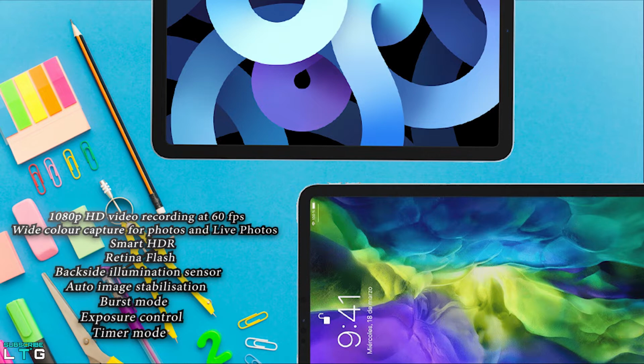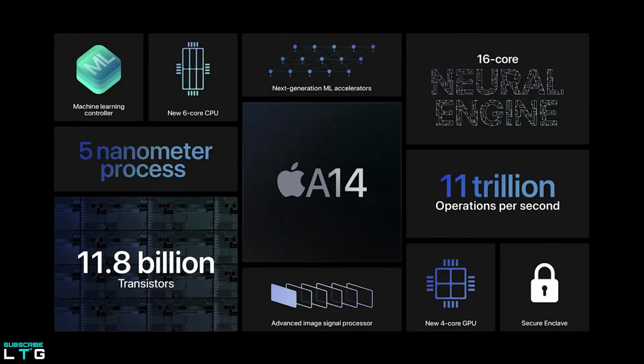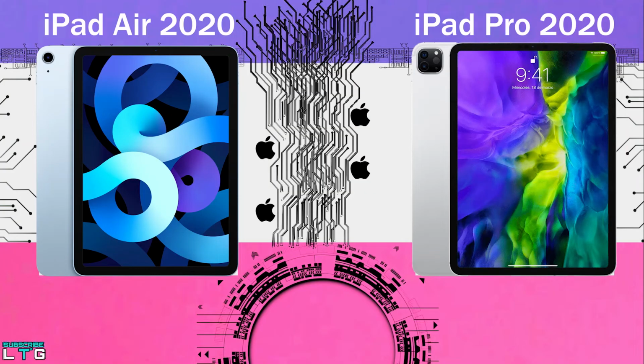It has a smart HDR, retina flash, backside illumination sensor, auto image stabilization, burst mode, exposure control and also timer mode. So now it's already official that the iPad Air has a new A14 Bionic processor, and when you compare it to the 11-inch iPad Pro's A12Z Bionic chip, the power is more towards the new iPad Air.